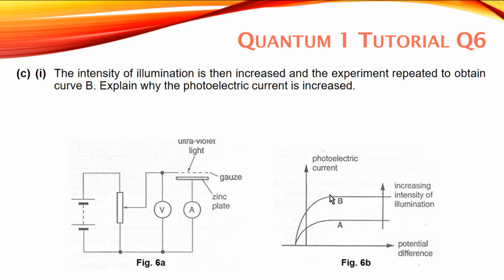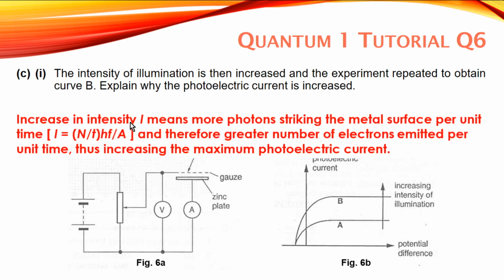Well, first of all, the current is a reflection of how many electrons are collected, and that depends on how many electrons are emitted. What happens in curve B is that you are actually using a higher intensity light source. So what is the difference between a high intensity light source and a low intensity light source? Well, the difference is that in the high intensity, it means you have more photons. A light that's bright is bright because there are more photons. The light is dim because there are fewer photons. So when you increase the intensity of the light source, you are actually increasing the number of photons striking the metal surface per unit time.